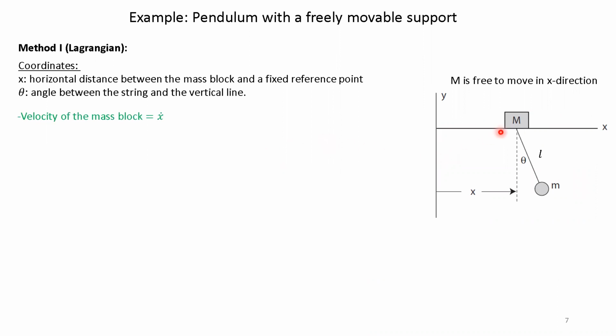So the kinetic energy, of course, means the sum of the kinetic energy of this mass and this small mass. This one is easy to deal with, because it just slides left and right, so the velocity of this big mass is just x dot. Then the complicated one is the small mass over here. So how do I write the velocity of the particle?